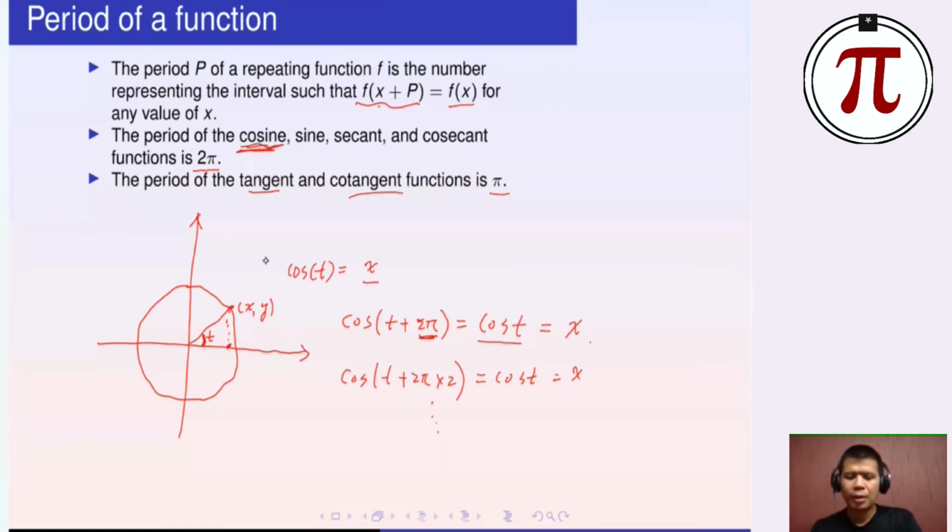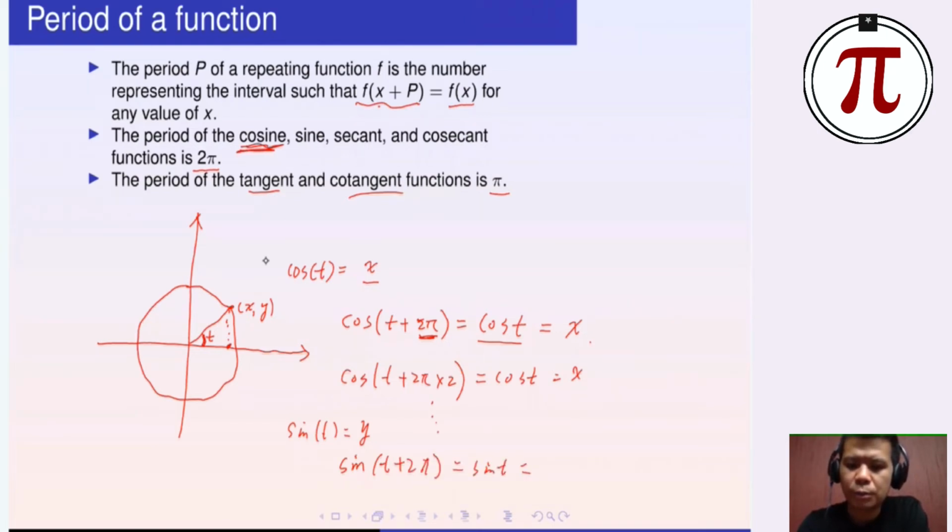A similar thing holds for sine. The sine of t equals y, then sine of t plus 2 pi equals sine of t equals y, and so on. So that's why we say the period of cosine and sine is 2 pi.